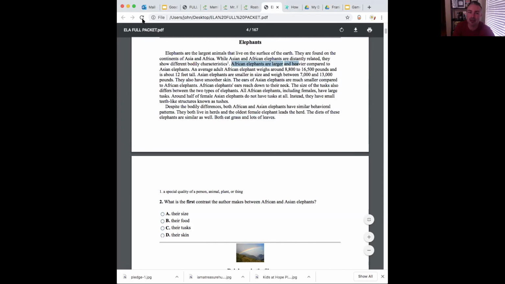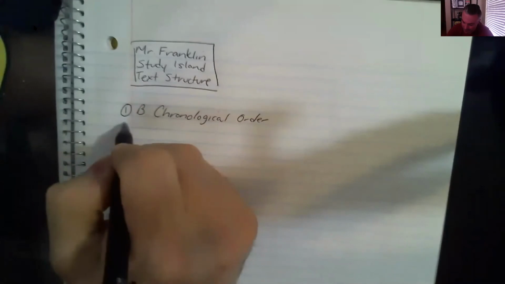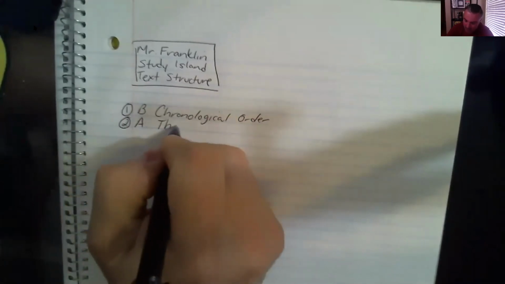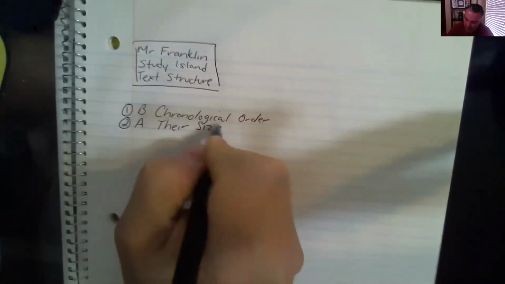So switching back over to our camera, I would choose A. So number 2 would be A, their size. So this way you can use an electronic version if this is emailed to you, and still kind of do your work and feel like you're doing something and accomplishing something without having the packet right in front of you.